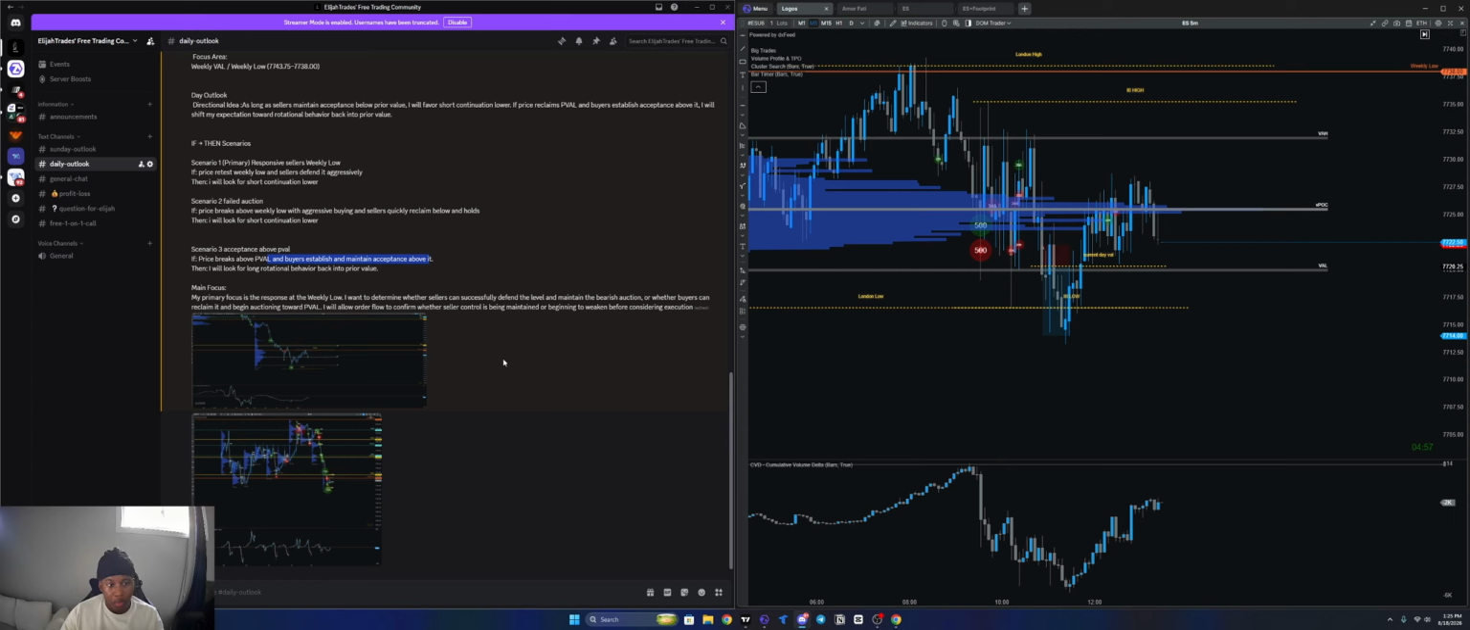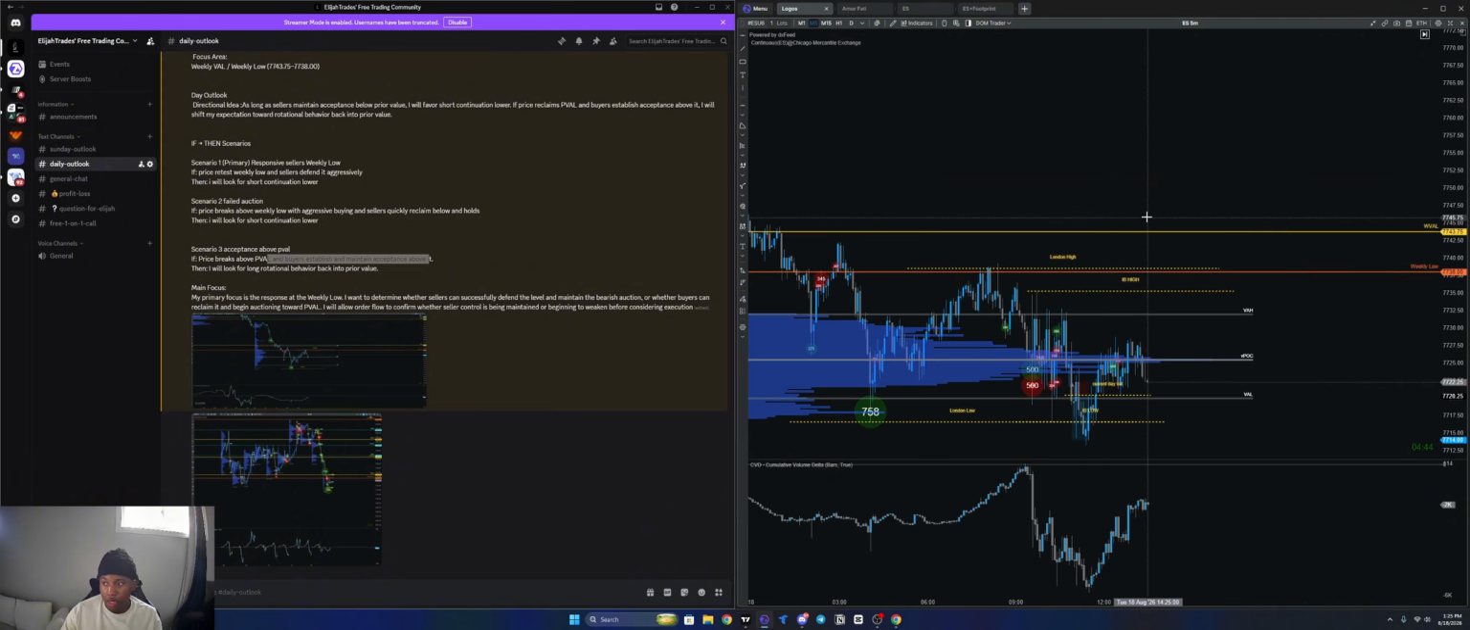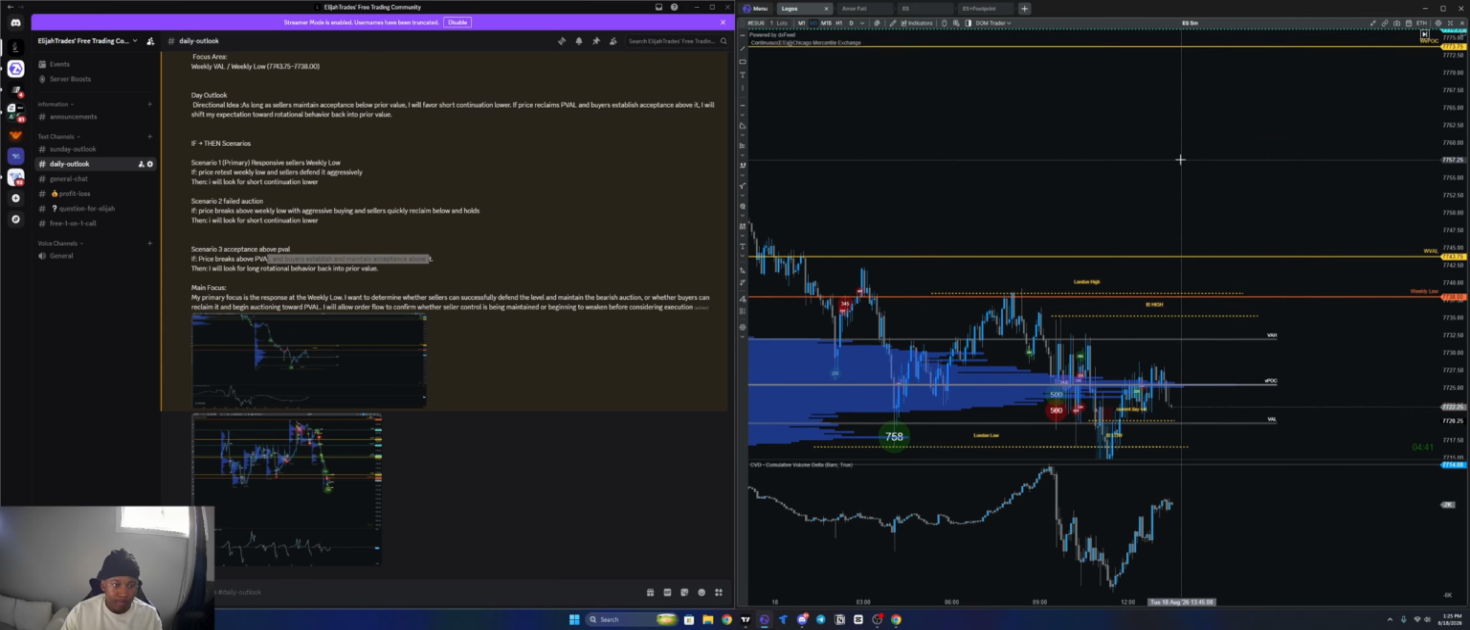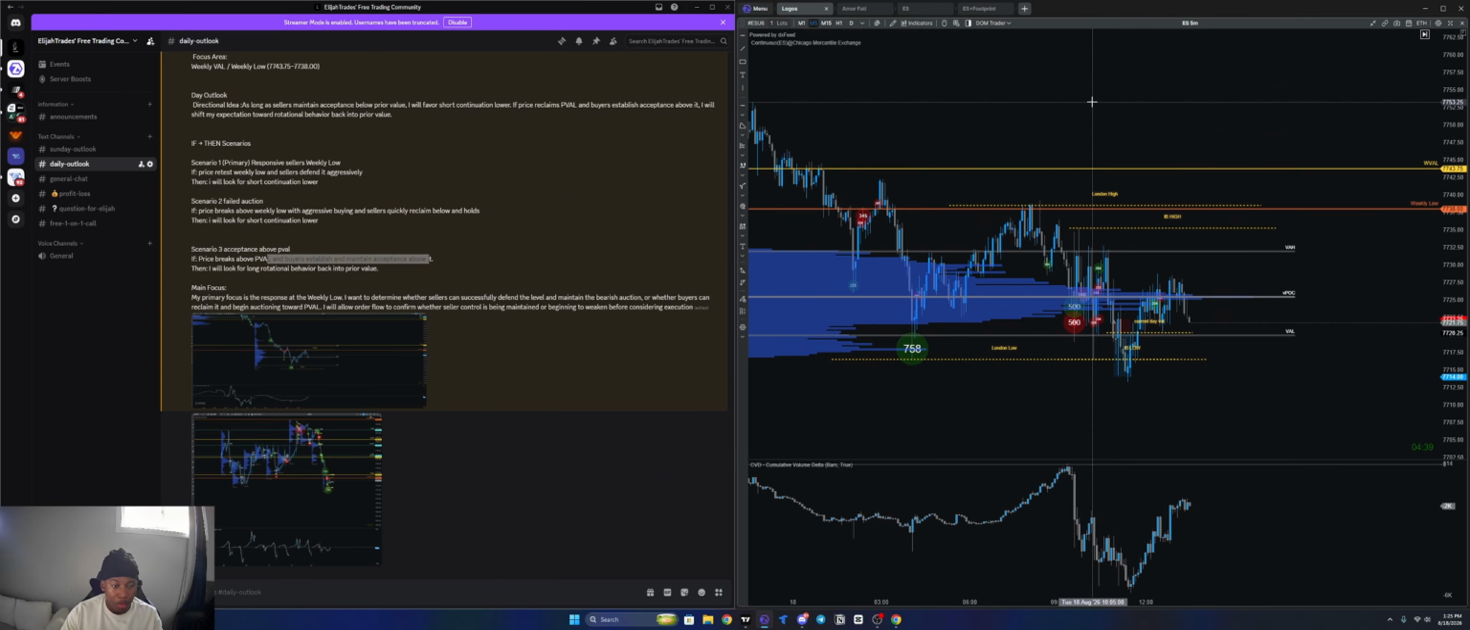Main focus was the sellers' response at the weekly low. I want to determine whether sellers can successfully defend the level and maintain the bearish auction, or whether buyers can reclaim it and begin auctioning toward the previous value area low. I will allow order flow to confirm whether seller control is being maintained or beginning to weaken before considering execution. And how I can determine this is with delta.